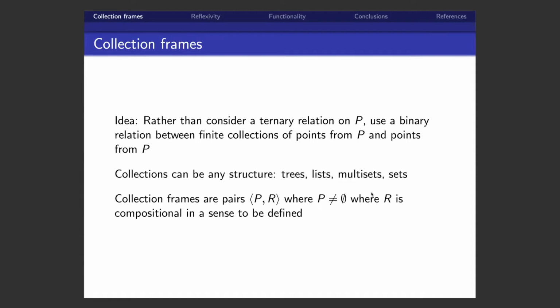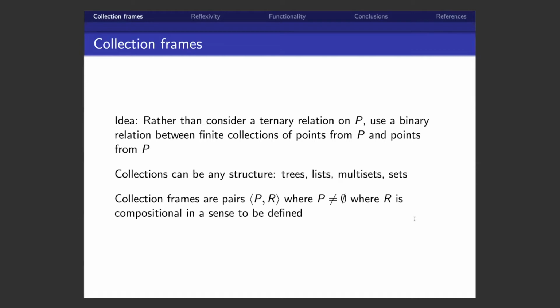You can have trees, you can have lists, you can have multisets, you can have sets. For today, I'm just going to talk about multisets and sets, for the most part, just multisets. And so what do these frames look like? Well, they're going to be pairs (P, R), where P is a non-empty set, and R is a compositional relation on that set, relating collections to points.